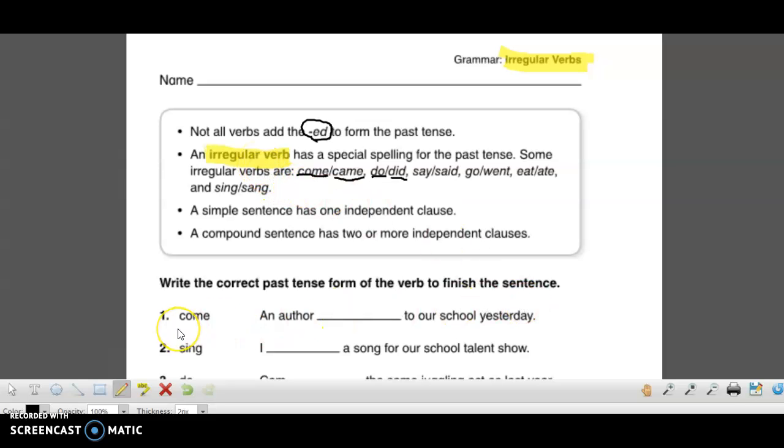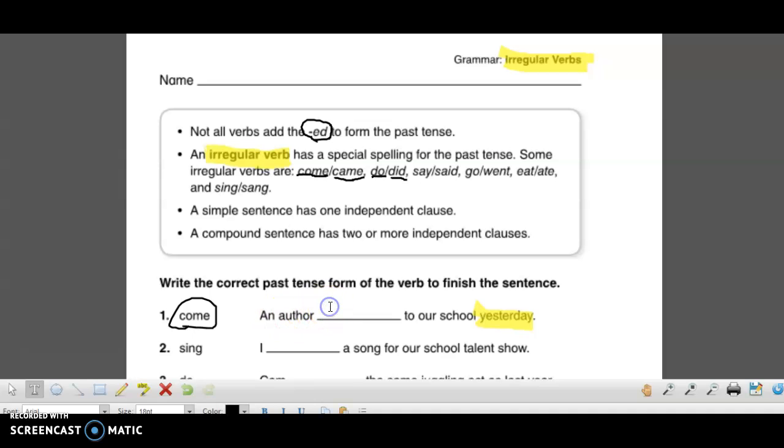Let's take a look at our first sentence at the bottom. We have the present tense, come. We're going to turn that into past tense to add to our sentence. We have a clue, yesterday, that tells us this is going to be a past tense sentence. So our verb needs to be past tense because we're using the word yesterday. So to make come past tense, what would that be?